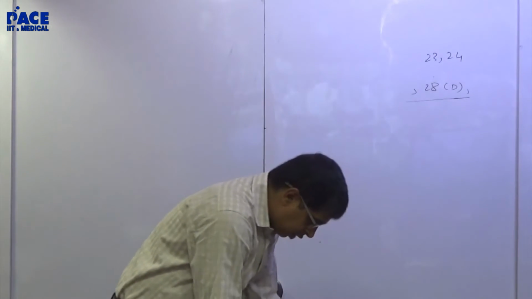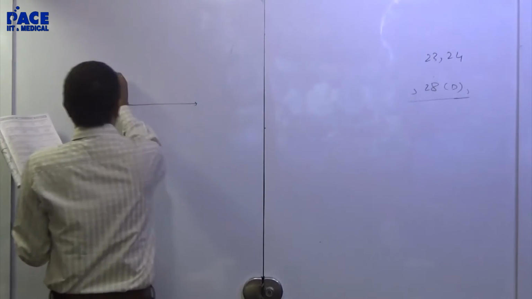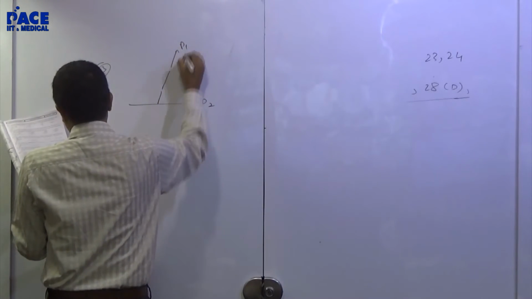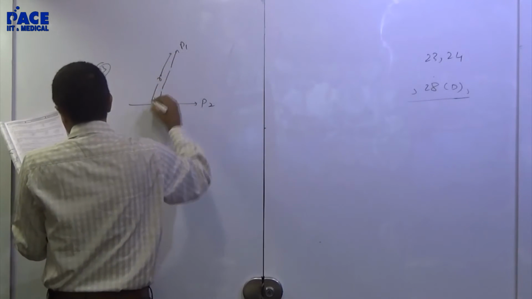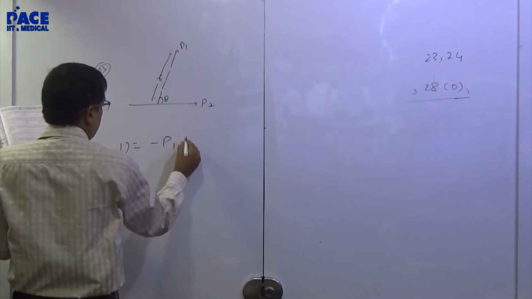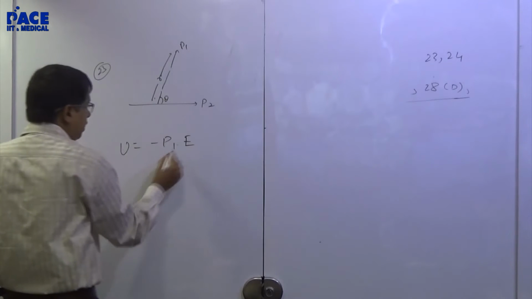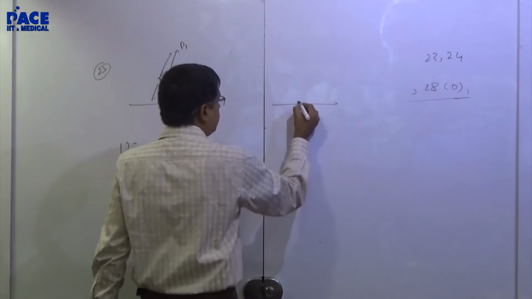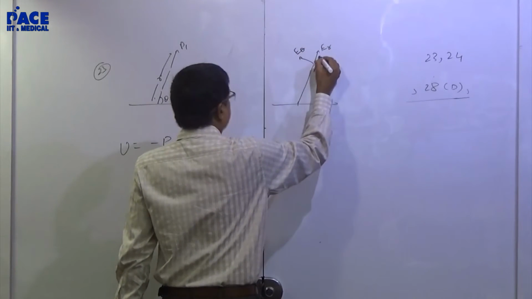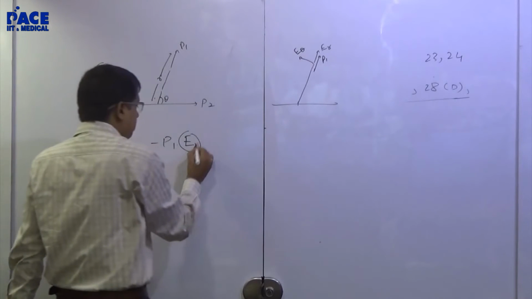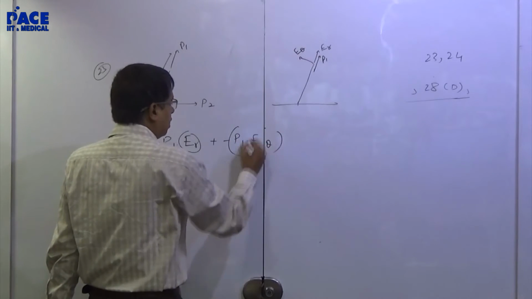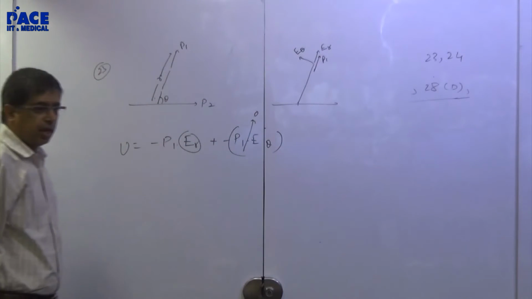Third and 23rd: you have one dipole P2, another dipole P1, at angle theta, R. Energy is minus P1 dot E. E will be because of P2; I will have E_r this way, E_theta this way. Now minus P1 dot E_theta will turn out to be 0 because E_theta and P1 are perpendicular.